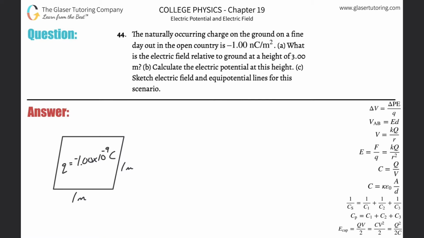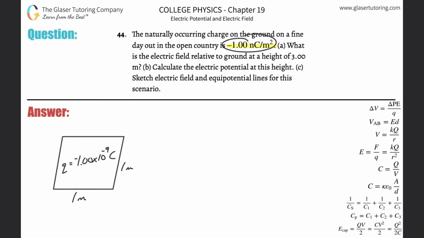Number 44. The naturally occurring charge on the ground of a fine day out in the open country is -1. I'm not sure why I went a little southern there, but anyway, -1, because how else would you say open country, right? You can't say it the same way. It doesn't sound the same. I would agree.